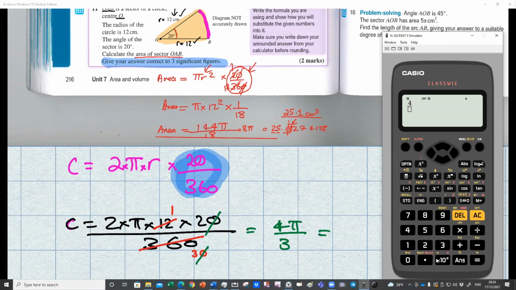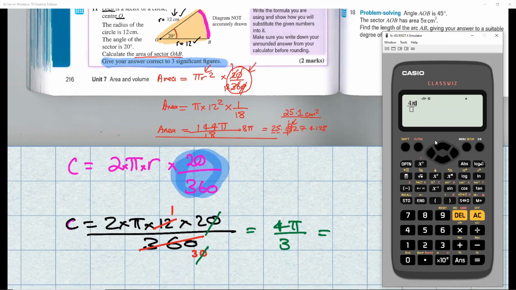4 shift pi. You've got to be in it to win it. If you don't try the questions and you just watch me do this, oh yeah, so easy. Do it yourself. Don't be lazy.